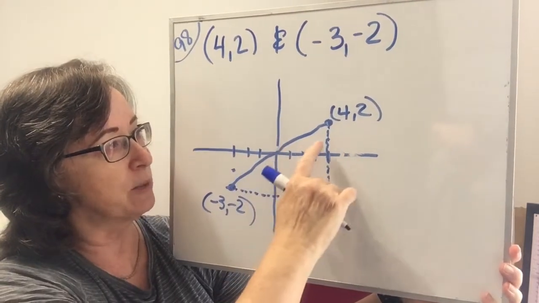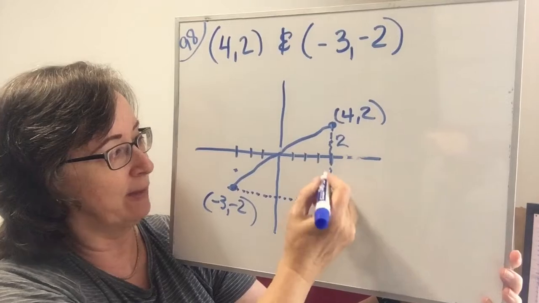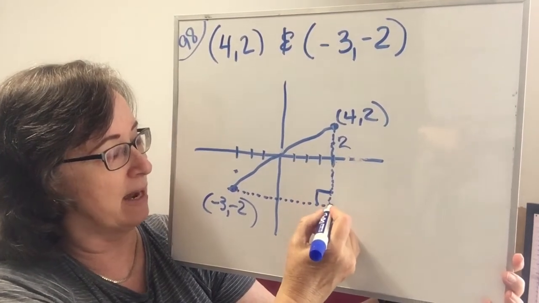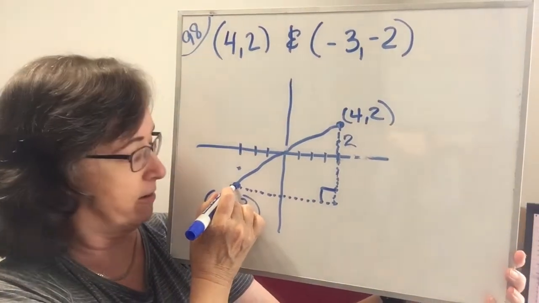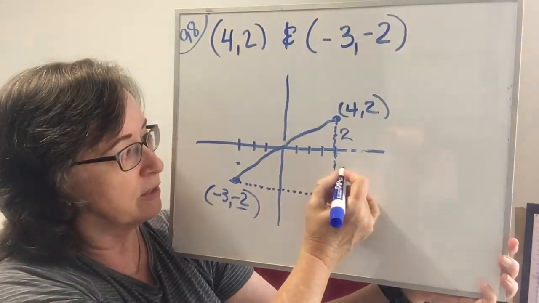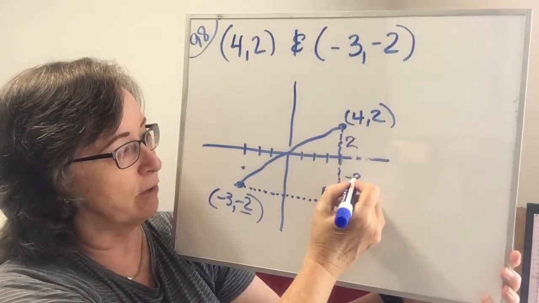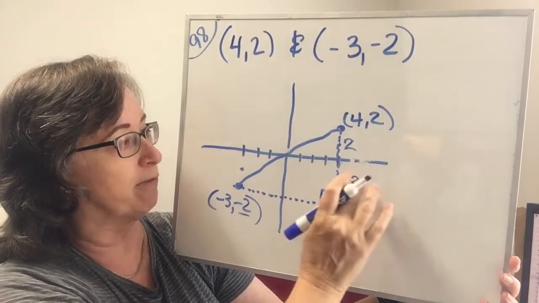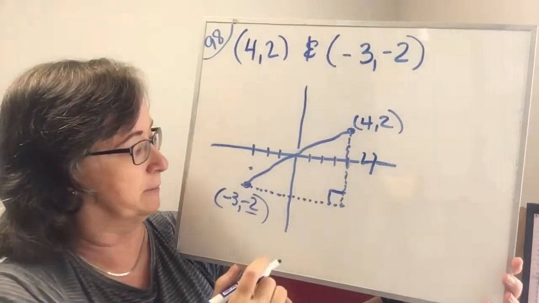So remember, this one is 2 up here, and then this one goes down to where it's the same level as this point right here, and that point has a y of -2. So this distance here is 2 down. So 2 up and 2 down, when we add them together, will be 4. So this side is 4.